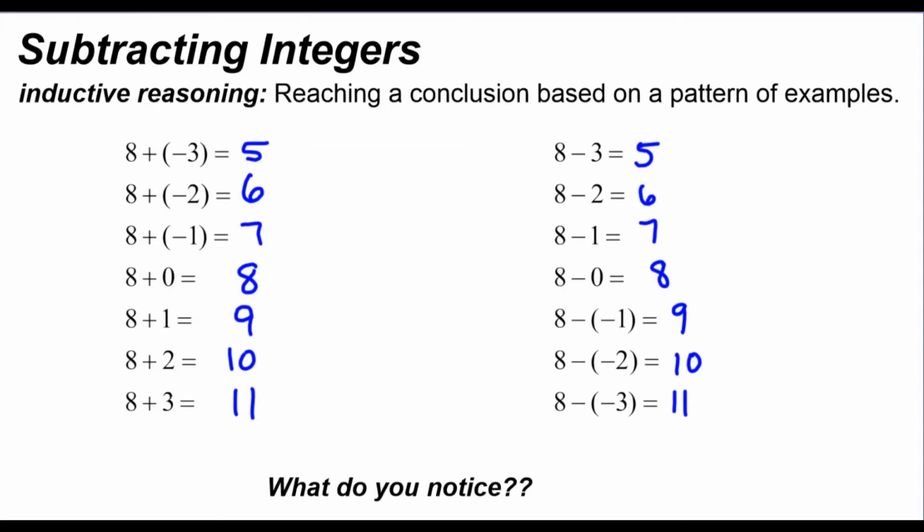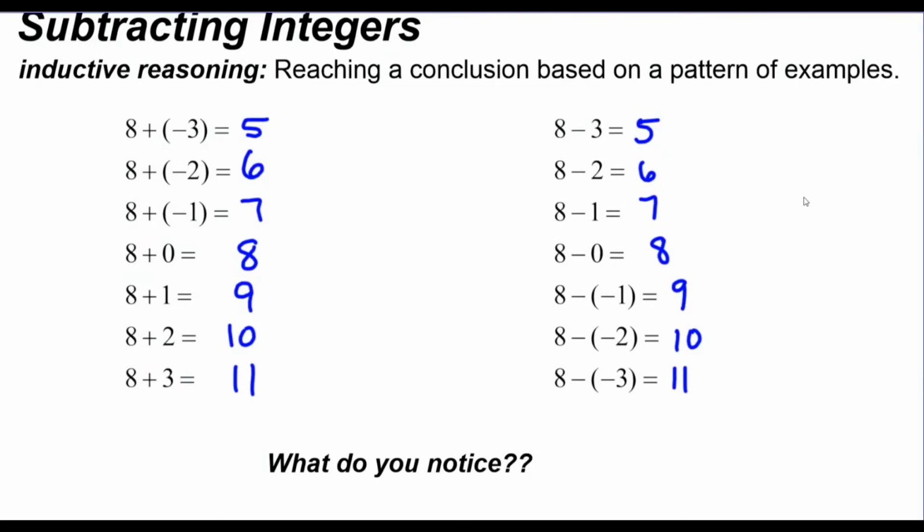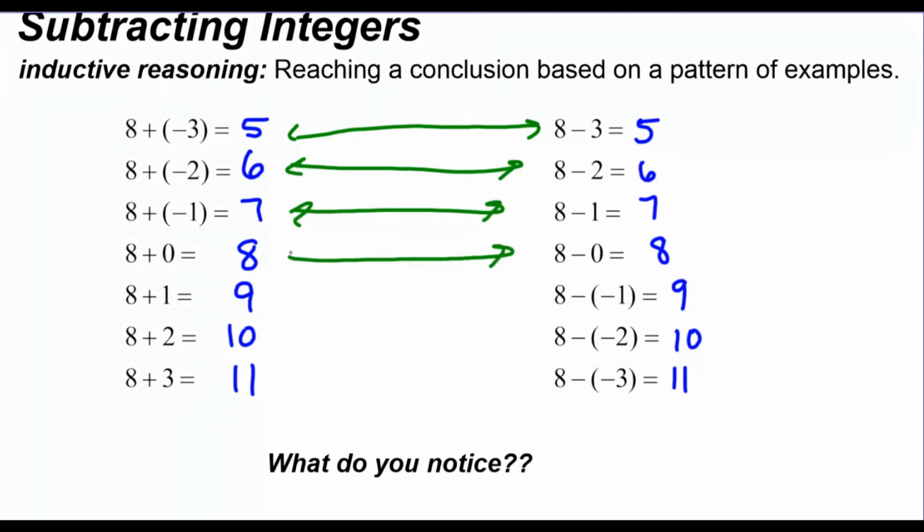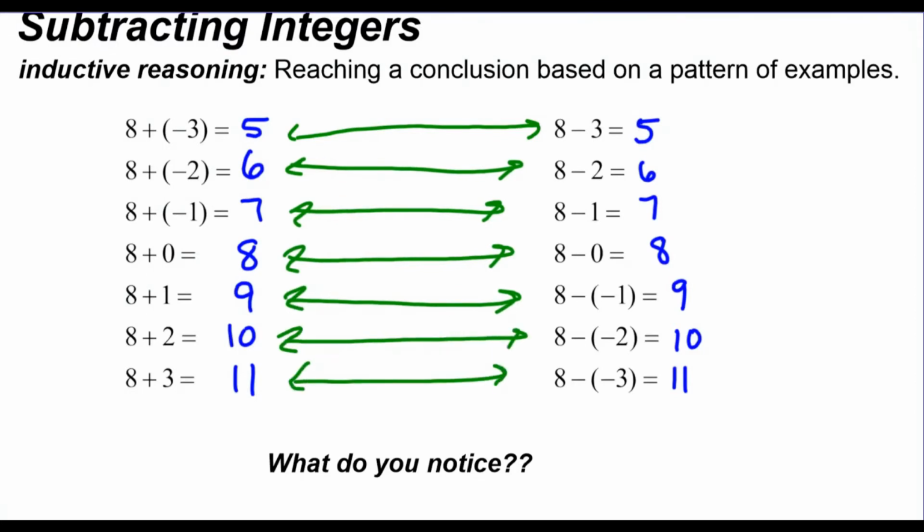Well, that might seem a little bit strange, but let's try to make a connection between these two columns. What do you notice? Hopefully you notice that we've got the same answers in each column, so these two expressions are actually equivalent. These are equivalent, these are equivalent, and so on. So it's almost like for every addition problem, we can write an equivalent subtraction problem, and vice versa. For every subtraction problem, we can write an equivalent addition problem.